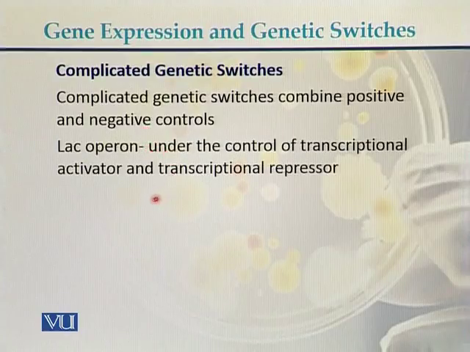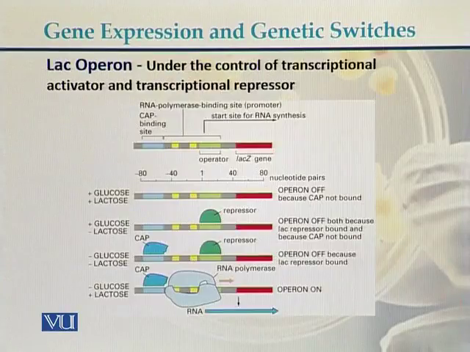The lac operon, under the control of a transcription activator and a transcription repressor, is an example of one of the complicated genetic switches. Here we can see the diagram of the lac operon that is under the control of the transcriptional activator and transcriptional repressor. This is the gene, and here we can see that if glucose is present and lactose is present, then the operon is off. If glucose is present and there is no lactose, the repressor will bind and the operon is still off.